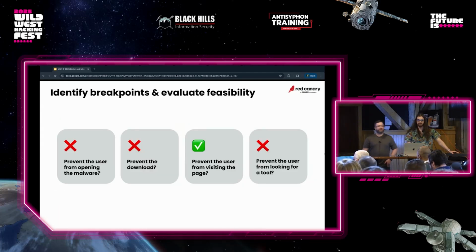So what are some breakpoints in this process? Starting from the point of execution and working backward, we could maybe prevent the user from opening malicious files. Maybe that's something we could look at. Maybe we could prevent the user from downloading the file, prevent it from being written to the disk. Maybe we could prevent the user from reaching that malicious page. Or maybe we could just prevent the user from looking for a tool altogether.